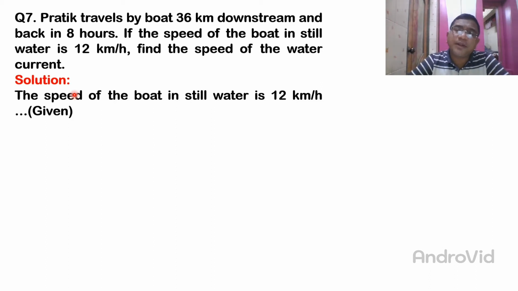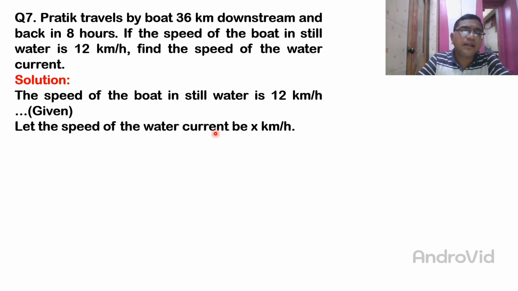So what is given, that can be written first. The speed of the boat in still water is 12 km per hour. Still water means the water remains steady. The water does not flow ahead, that means it does not flow speedily. It is very steady. You cannot see waves in that water. Suppose you take a stone and throw it in water, then you can see the waves of water there. So there are no waves. Water remains still. And that is given.